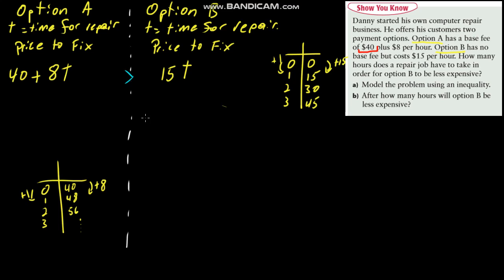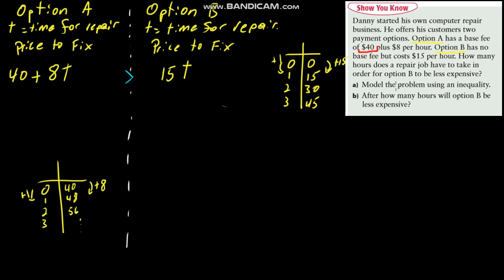So we have a couple methods to do this. We can, first off, just start putting in values of t in order to see which value of t will it actually begin to be less expensive for option A. That's kind of similar to our table here, okay? And we're matching it in terms of the hours spent repairing something for option A to hours spent repairing in option B and looking at the prices.